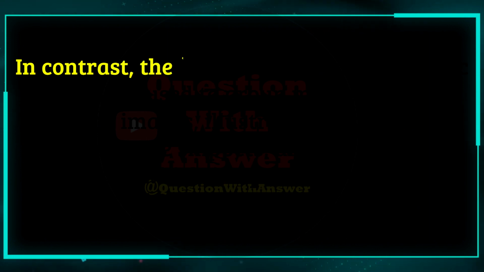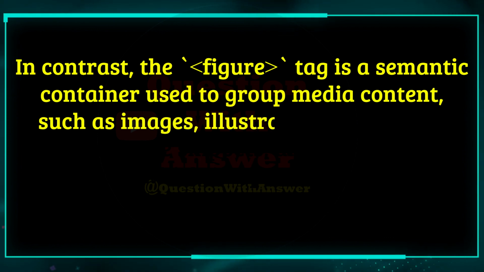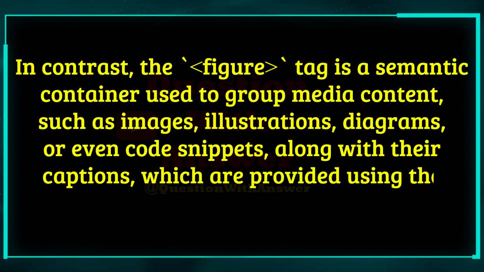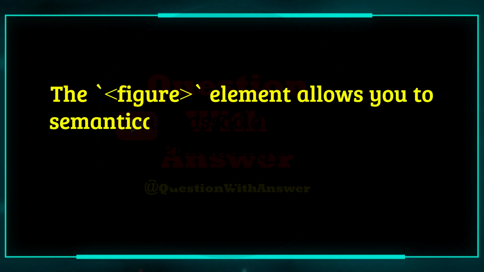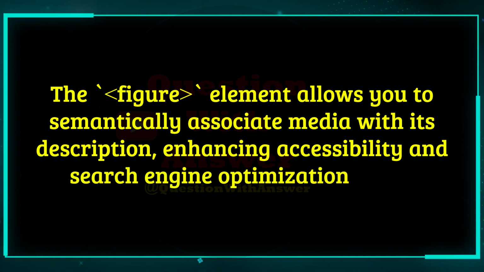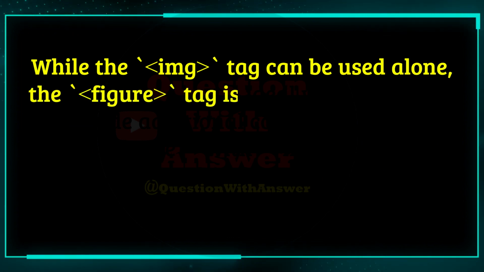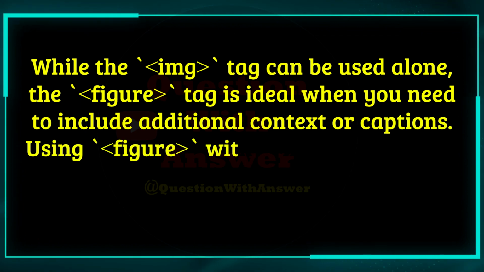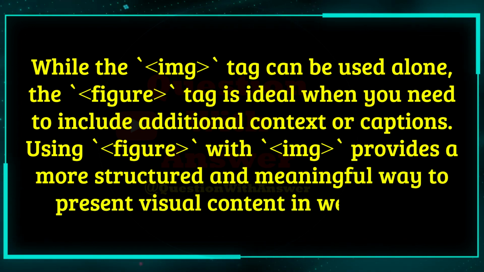In contrast, the figure tag is a semantic container used to group media content, such as images, illustrations, diagrams, or even code snippets, along with their captions, which are provided using the figcaption tag. The figure element allows you to semantically associate media with its description, enhancing accessibility and search engine optimization, SEO. While the img tag can be used alone, the figure tag is ideal when you need to include additional context or captions. Using figure with img provides a more structured and meaningful way to present visual content in web pages.